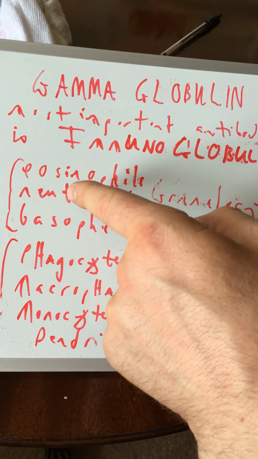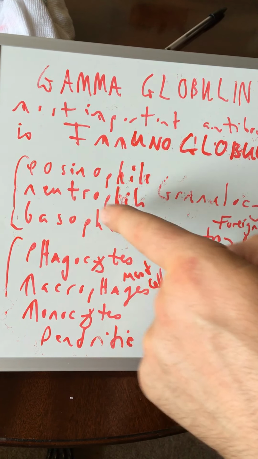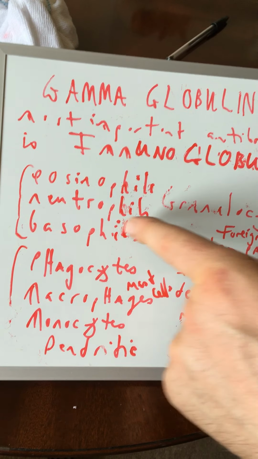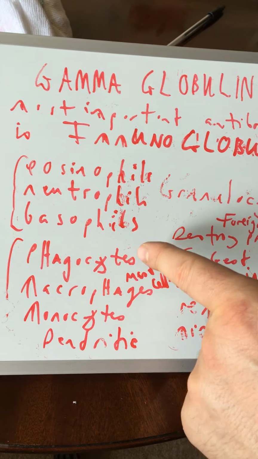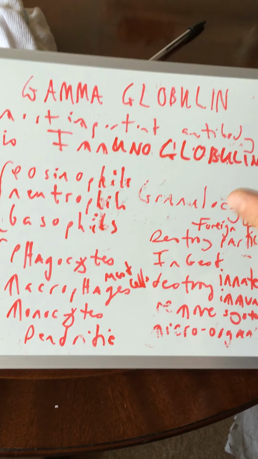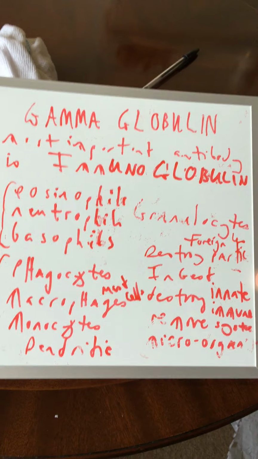That's EOSINOPHILS, NEUTROPHILS, and BASOPHILS. And the most abundant granulocyte is the neutrophil.